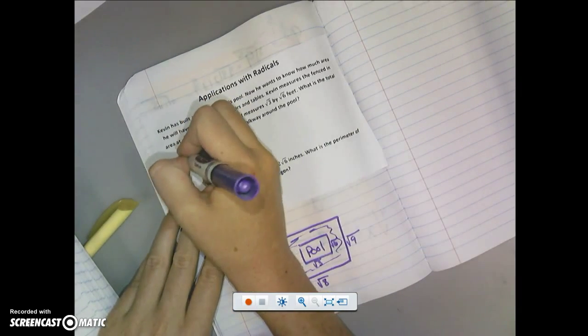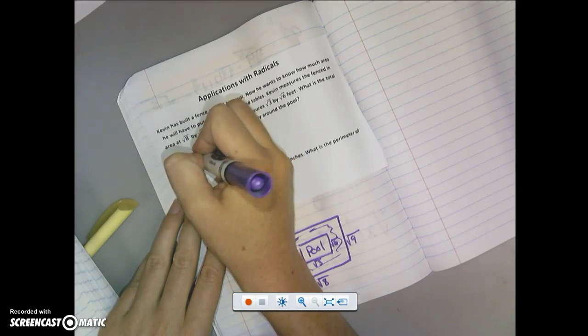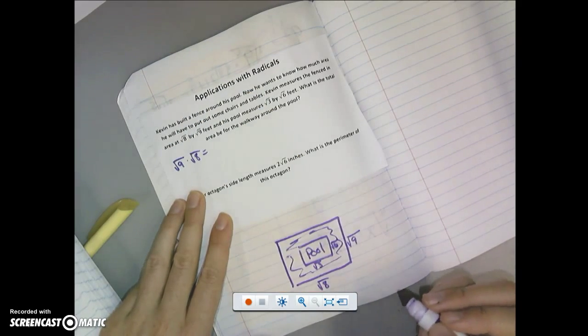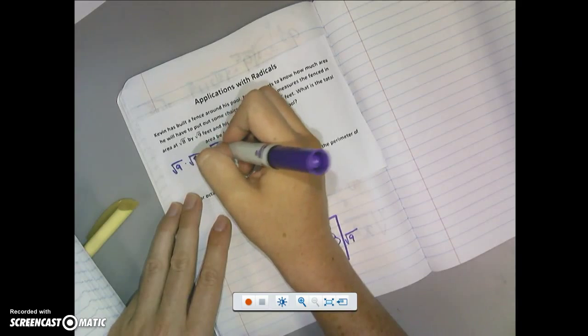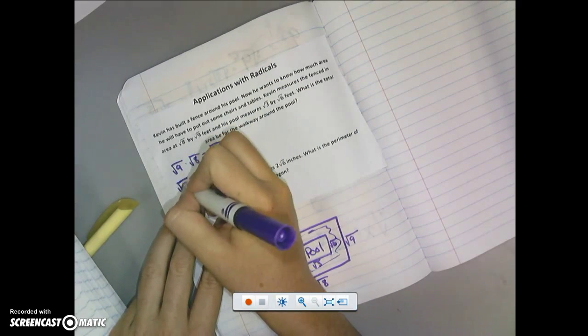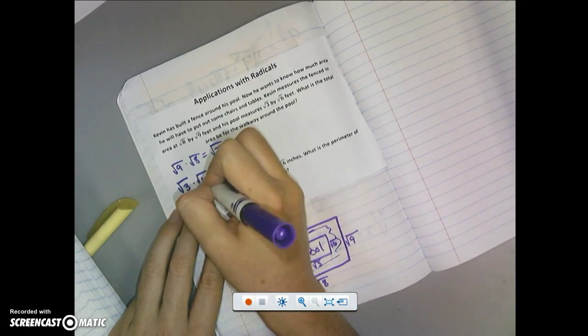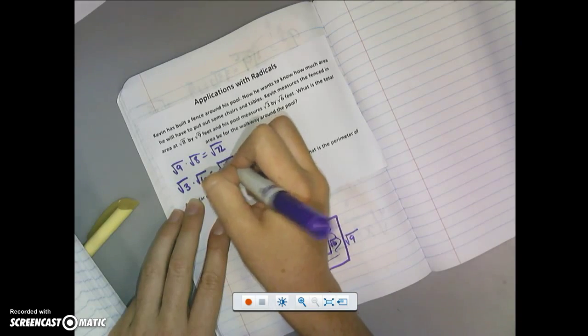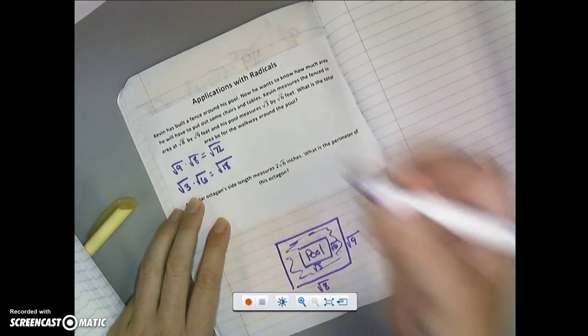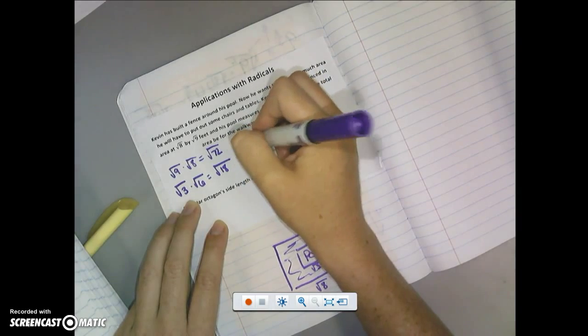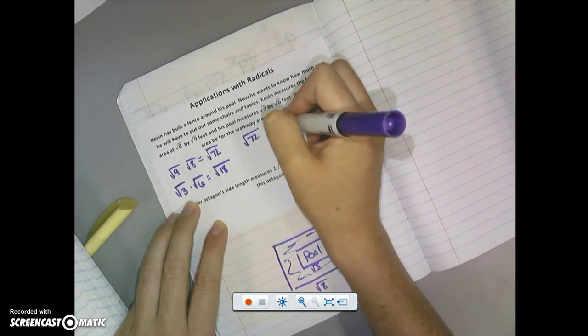So to do that, we have to find the total area. And remember, finding area of a rectangle is length times width. So this is going to be square root of 72. And 3 times the square root of 6, which is going to be the square root of 18. And I want to figure out what I can take out. So we're going to do square root of 72 minus the square root of 18.